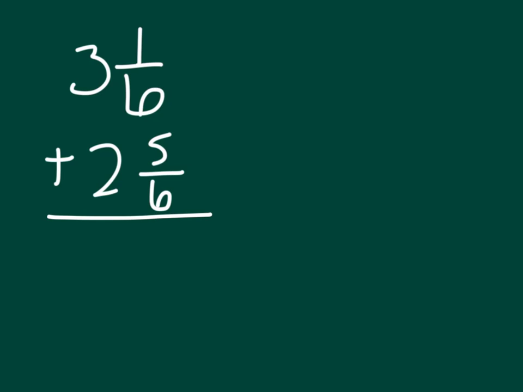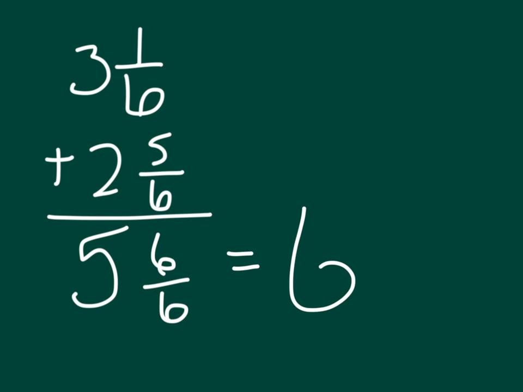So 1/6 plus 5/6 is 6/6. Then we go to our whole numbers. 3 plus 2 is 5. So we have 5 and 6/6. Now you must remember from all of our other lessons that 6 over 6 is equivalent to 1 whole. So 5 and 6/6 is actually equivalent to 6 wholes. Done.